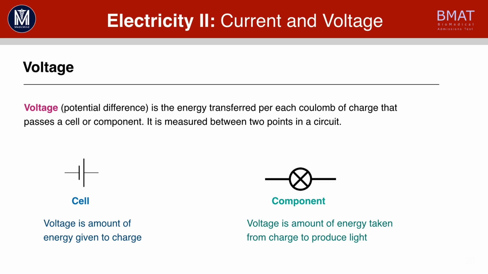So cells and batteries are continuously transferring energy to the charge, whilst the components are taking energy away from the charge. And in any circuit, the total amount of energy or voltage given to the circuit from cells or batteries equals the total amount of energy used up by the components within the circuit.